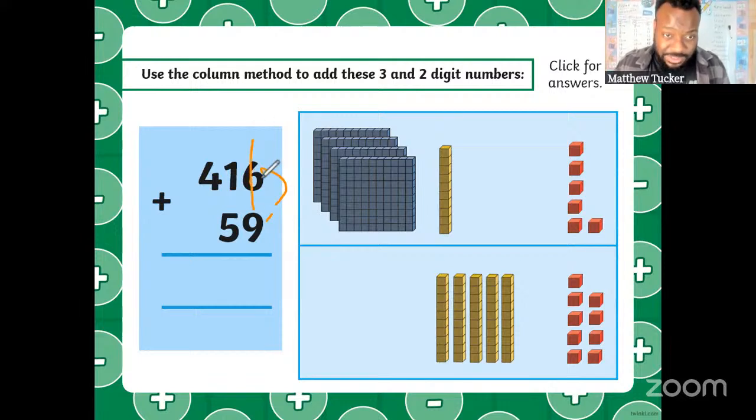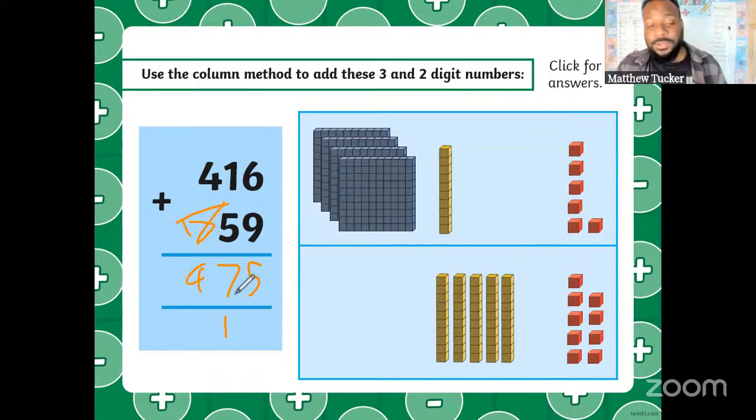Because if we splice this and make 1 and 5, which makes 6, 1 bonds with 9 to make 10, 5 left over, 10 and 5, 15. So we know we're going to have 15. Put a 5 down. We carried a 1. Get to the next place value bigger. 5 and 1, 6 and the 1, 7. 7 goes here, falls through the trapdoor. There it goes. 4, 7, 5.